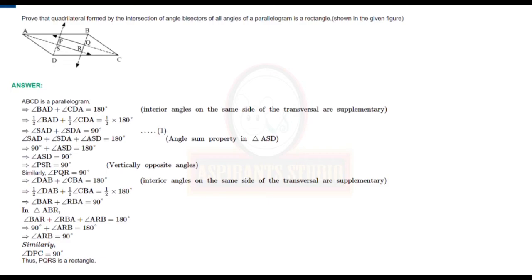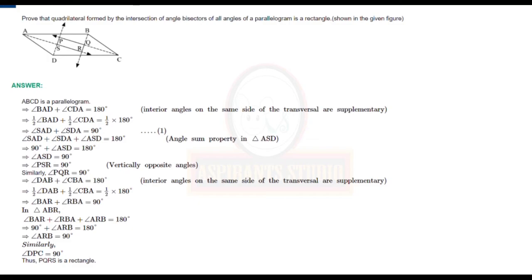Now, see the vertically opposite angle, angle PSR. So you can write angle PSR is equal to 90 degrees because angle PSR is the vertically opposite angle to angle ASD. Similarly, we can prove angle PQR is equal to 90 degrees.